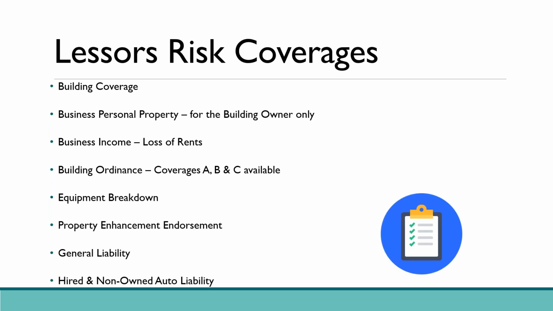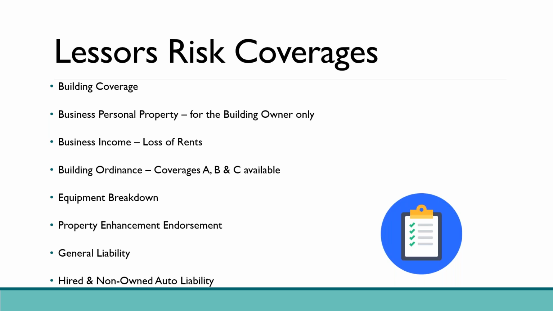Okay, so let's talk about coverages. What coverages are important for a lessor's risk? So building coverage is the main coverage, so that's what we're doing to insure the structure. Sometimes we can have BPP for lessor's risk as long as it's owned by the building owner. If it's BPP of the tenant, we would not cover that. That would need to go on the tenant's policy.